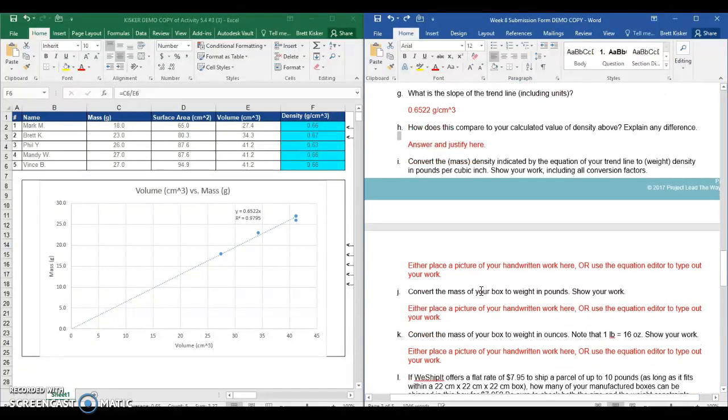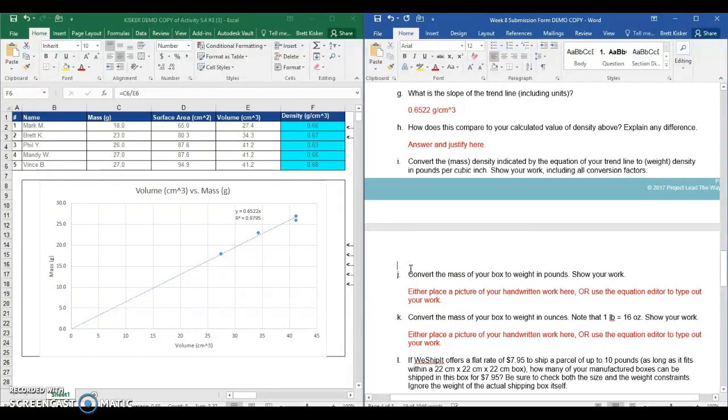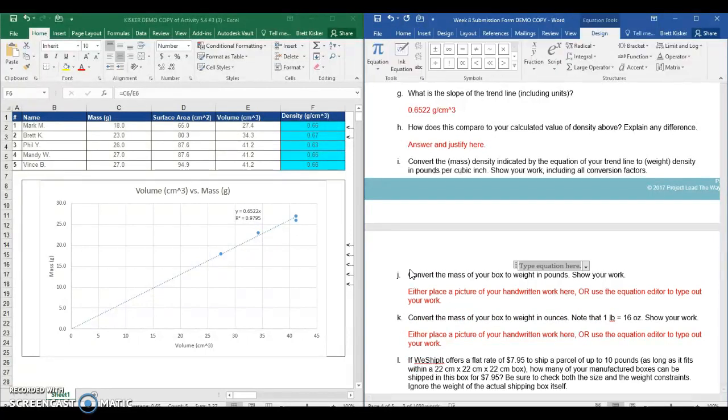Now, converting the mass indicated by your equation, trend line, to weight density in pounds per inch is not that bad. What we're going to do then is we're going to hit Alt equals, and we're going to type in an equation that helps us calculate and change 0.6522, and that would be grams, excuse me, that would be grams per. Now watch what happens. I'll hit the slash button and I'm going to hit space.